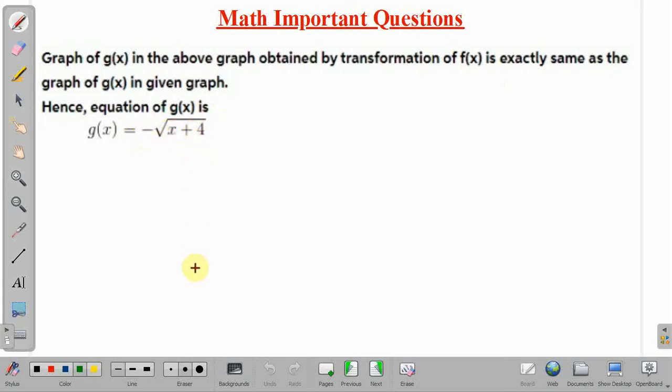Okay friends, so in this lecture we have discussed one important problem of mathematics on graph transformation.